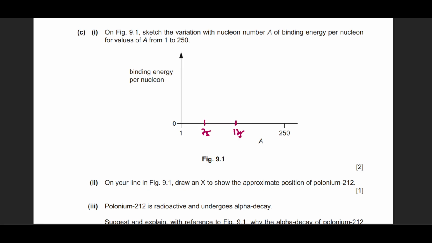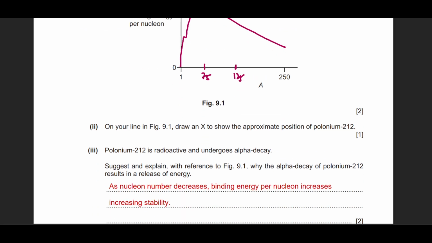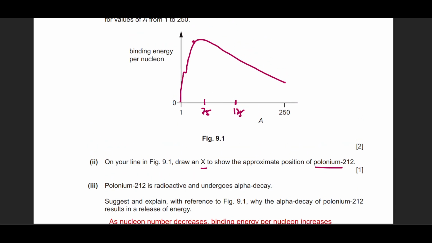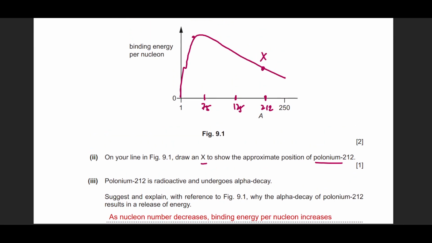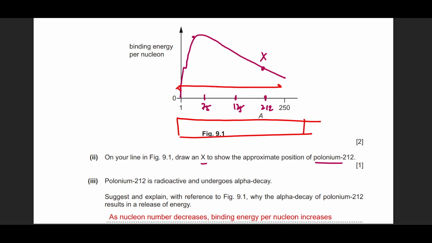So 56 will be somewhere along this line, the iron, which is the most stable. And then the graph goes down like this. And then he asks you to draw or show X, the approximate position of polonium-212. So polonium-212 will be somewhere along this line. Okay, so we draw X at this location. What I would recommend is use a ruler, measure the length, and then divide it using centimeters and millimeters. Then you can get even closer to the answer, even closer to 212.